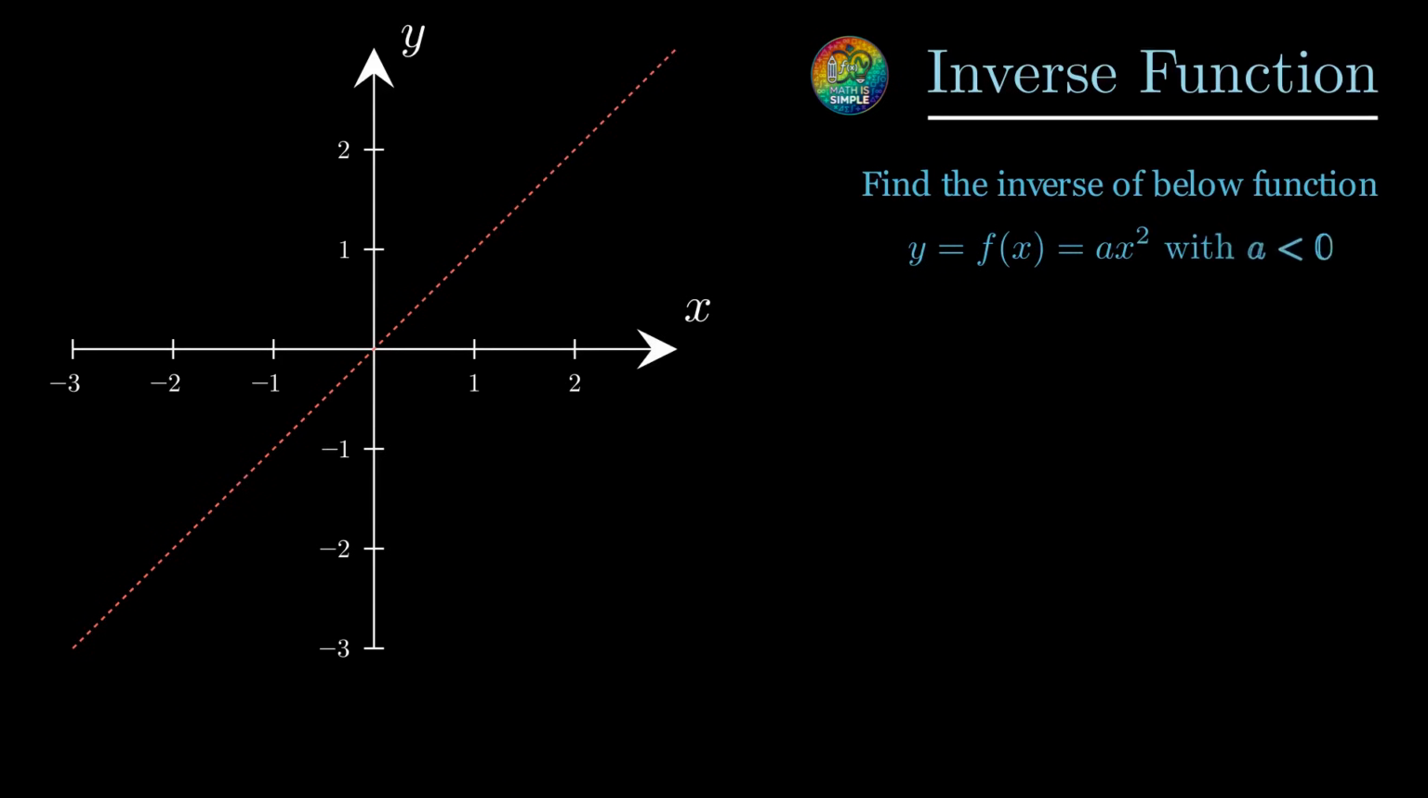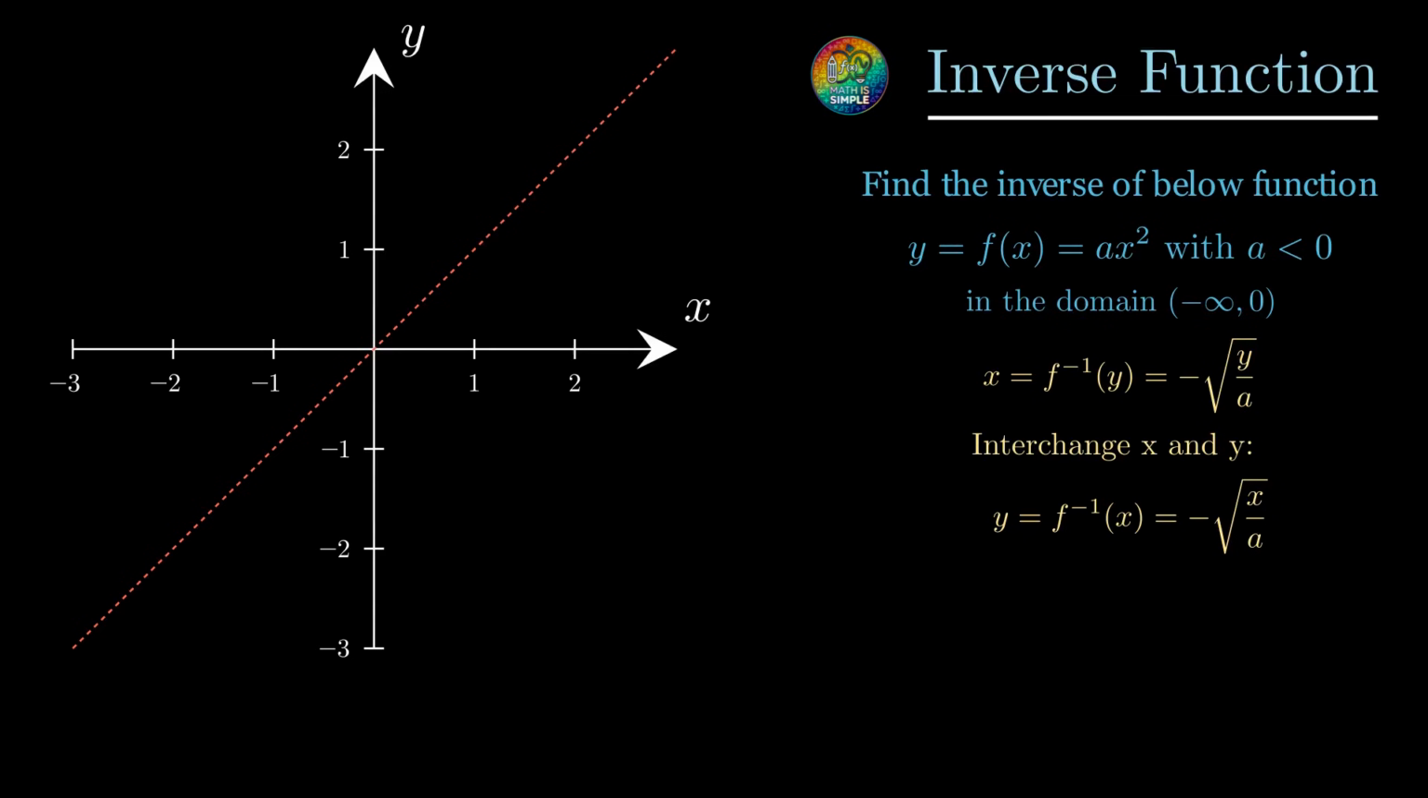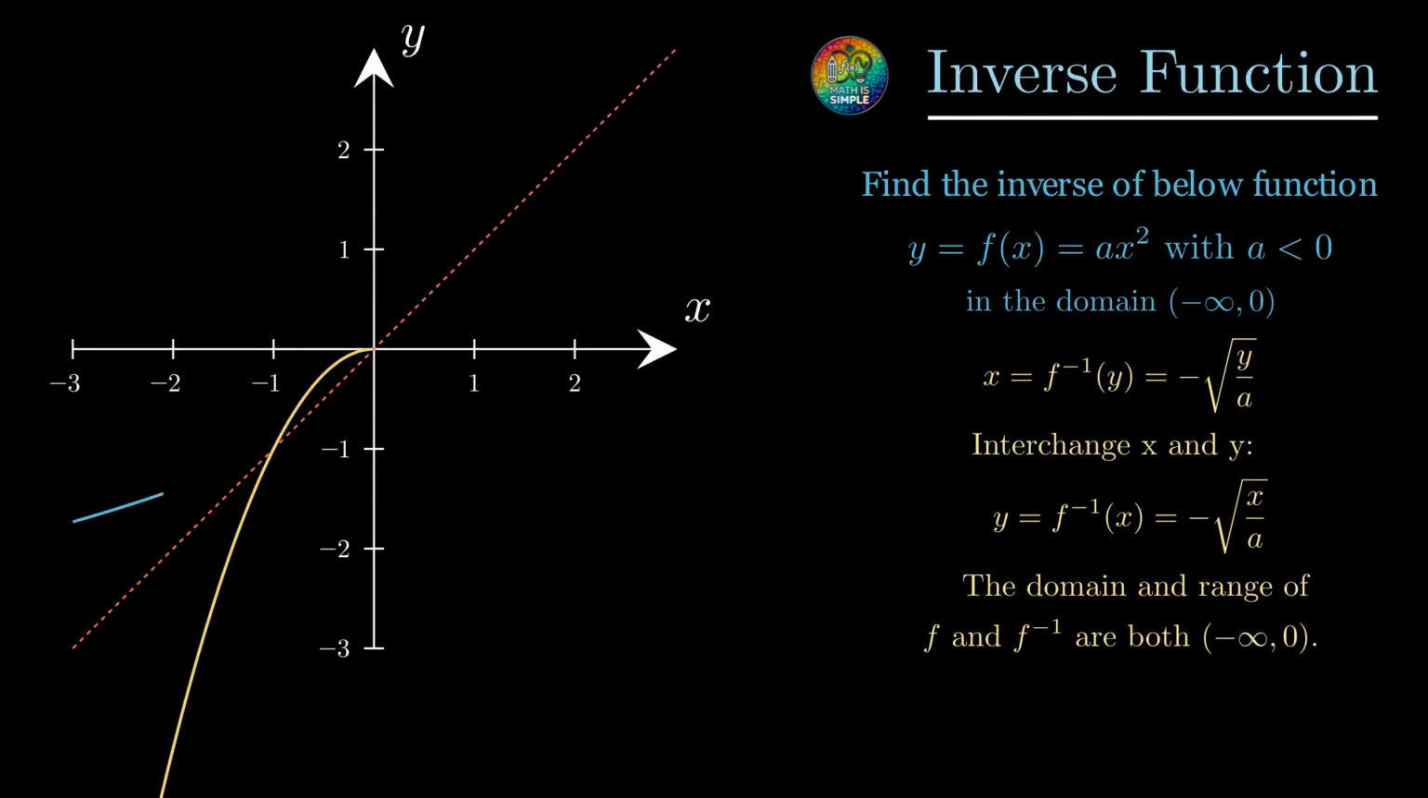This works similarly when we restrict the domain of the quadratic function to negative infinity to 0. Let's see how the inverse function is formed and drawn on the graph.